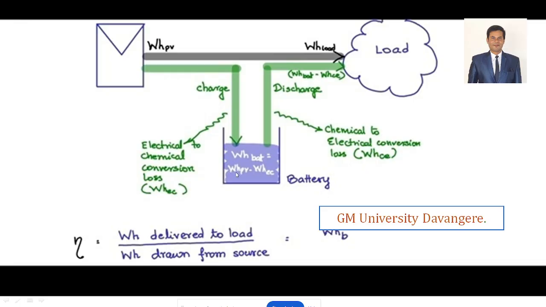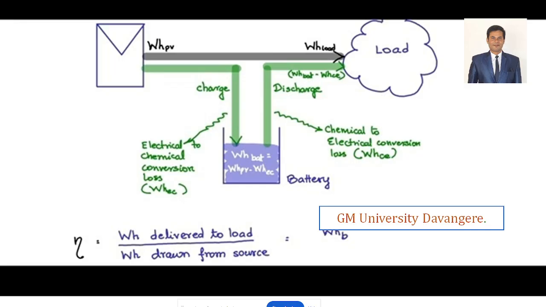WH battery is equal to what? WHPV, from the solar cells. From the solar cells we have the electrical energy. During the conversion, some losses are taking place. So WHPV minus WHEC, the loss during the conversion. If you subtract these two from the actual one, we get the WH battery. WH battery is equal to WHPV minus WHEC, correct.